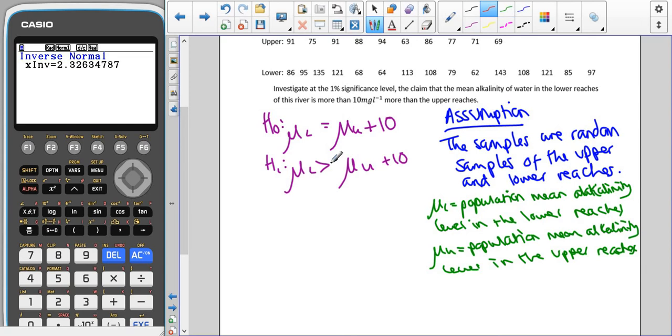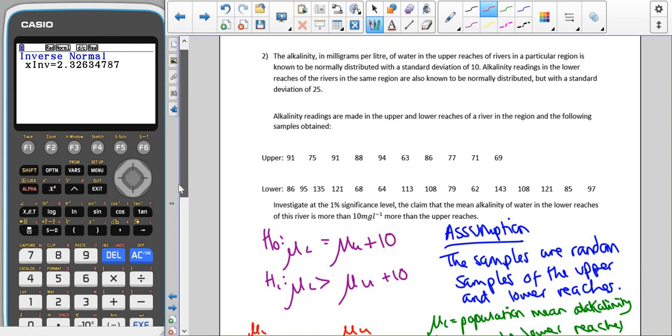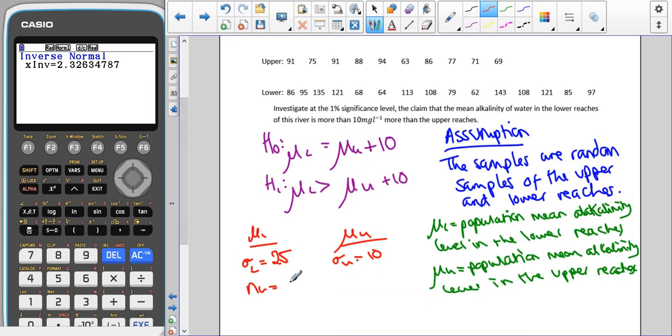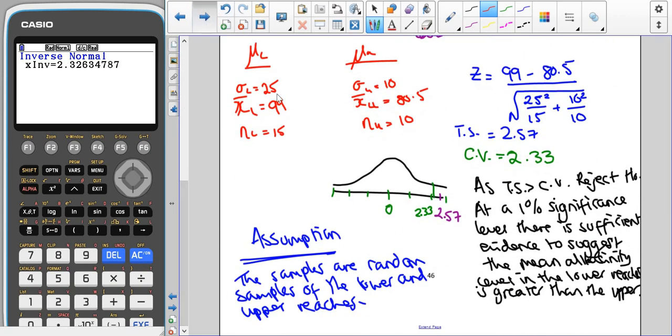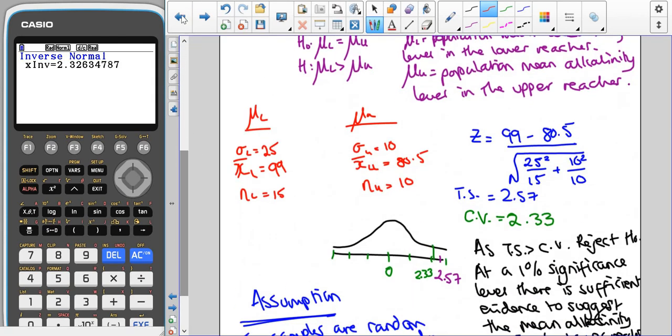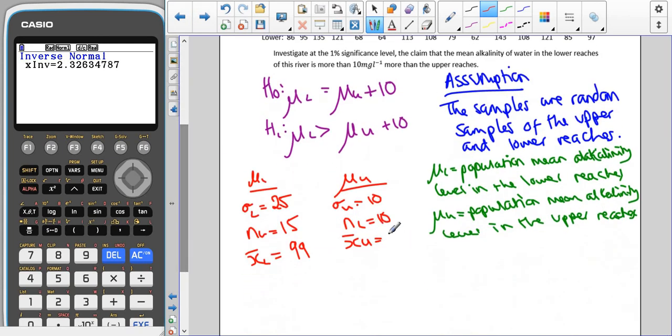So again, if we write down a summary of what we know about both of them. We already know that sigma L, so lower, was 25. Sigma U is 10. Number of pieces of data in the lower is 15. Number of pieces of data in the upper was 10. Mean in the lower was 99. And mean in the upper was 80.5. Yes, 80.5. All of that is the same.